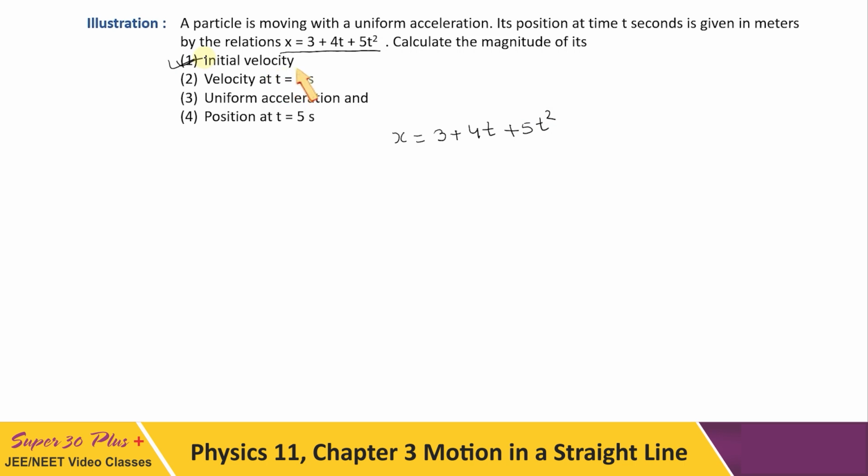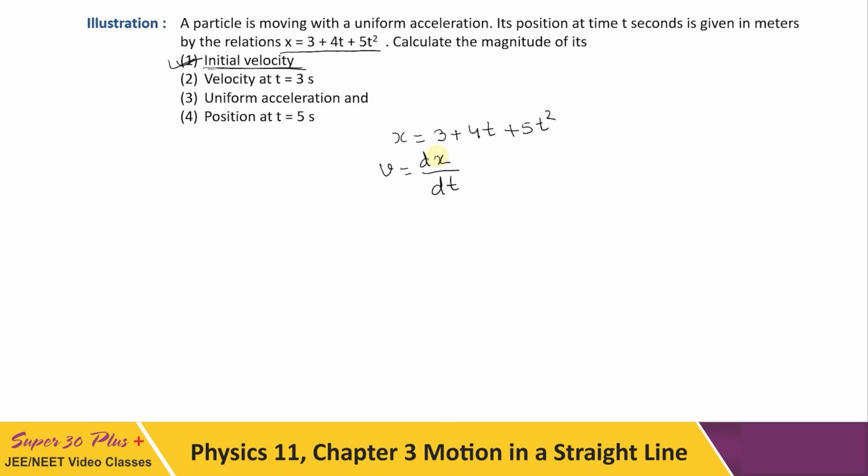Now as you know, I had just told you how velocity is written. It has to be dx by dt because it is asking initial velocity. So this is actually asking velocity at a particular instant, and whenever it asks for velocity at some instant, that is called instantaneous velocity. Instantaneous velocity is written as dx upon dt. So you have to differentiate the given term.